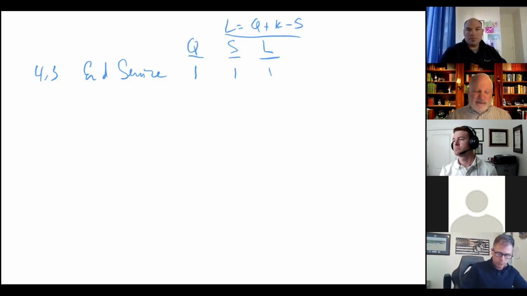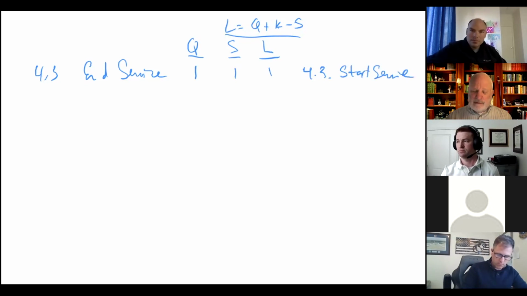And now an end service will schedule a start service if Q is bigger than 0. Is Q bigger than 0? Last I checked, 1 is still bigger than 0. It hasn't changed since we last did it. And so at time 4.3, we're going to schedule another start service. And then we're kind of done there.